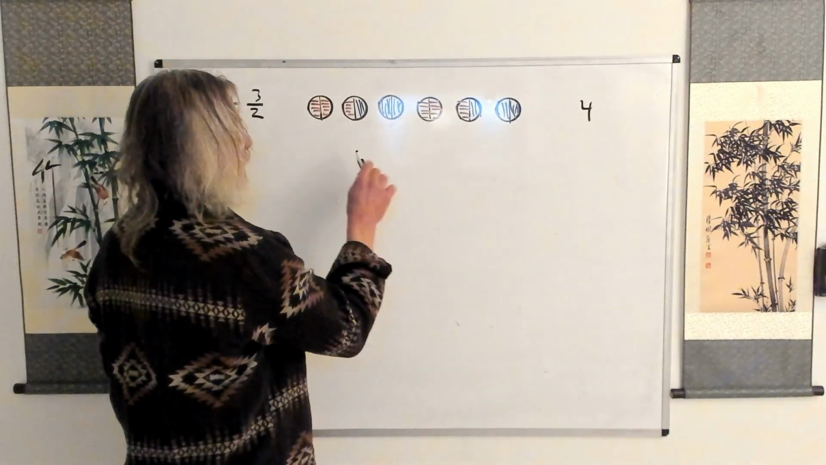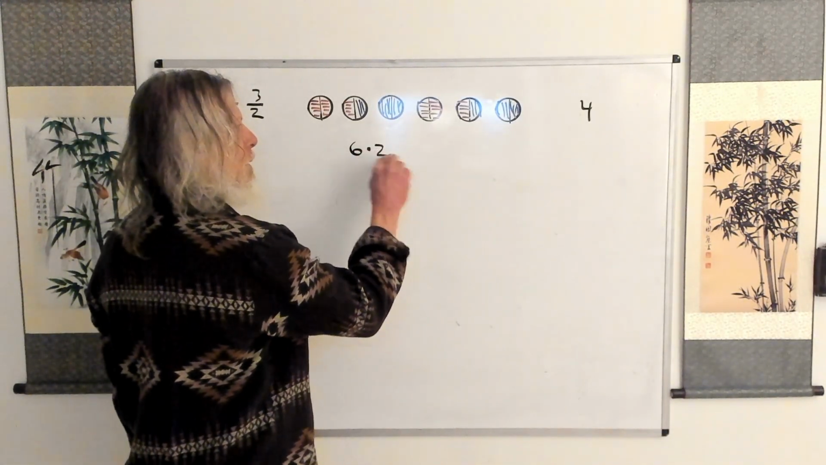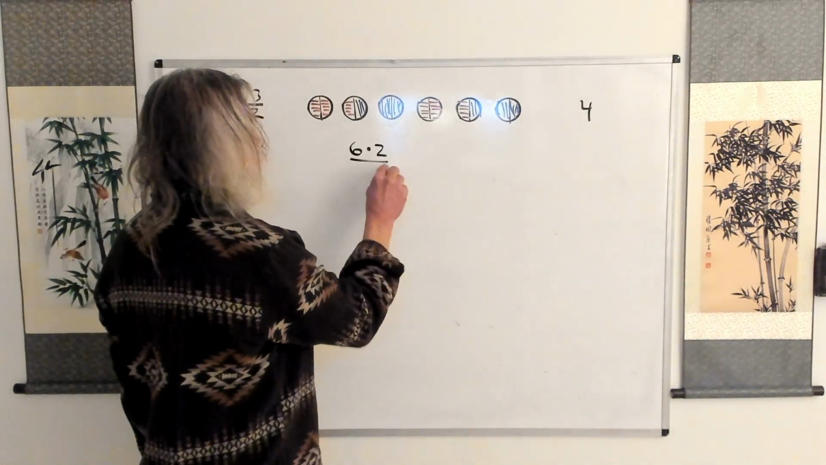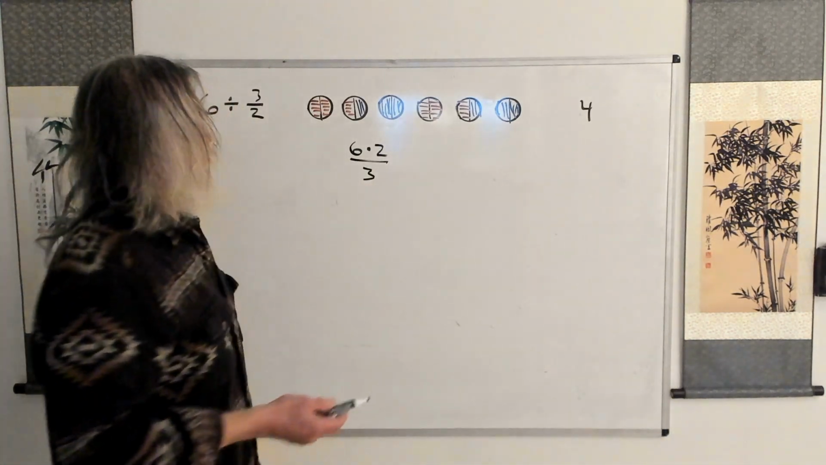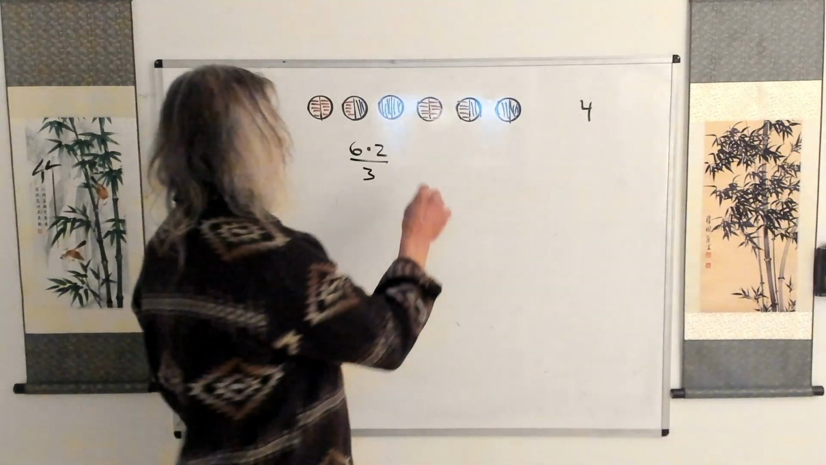Because you got the 6 things, when you cut them into halves, 2 equal parts, there's now 12. And then we divide those into groups of 3. 12 over 3 is 4.